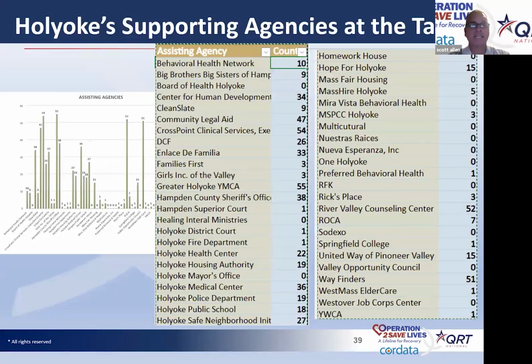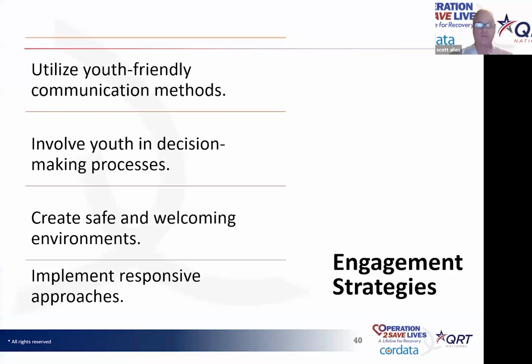And again, you can see the breakdown. These are the agencies at a table that is very much juvenile centric. And you can see it's very diverse. Legal aid, clinical services, Hope for Holyoke, Housing Authority, the Health Center, Medical Center. We got hospitals at the tables. The public school, 18 of the situations. United Way of Pioneer Valley, counseling centers, behavioral health centers. There's no agency that's dominating. It is truly a collaborative approach.